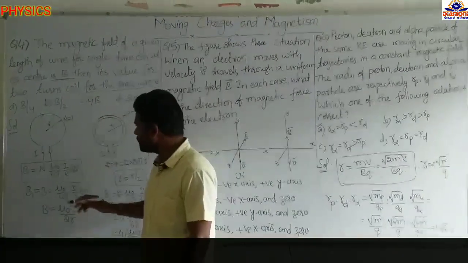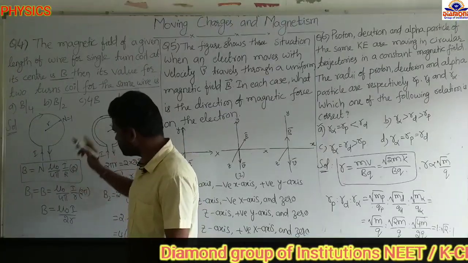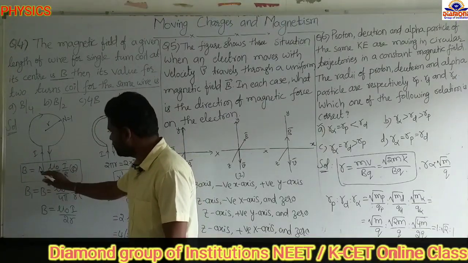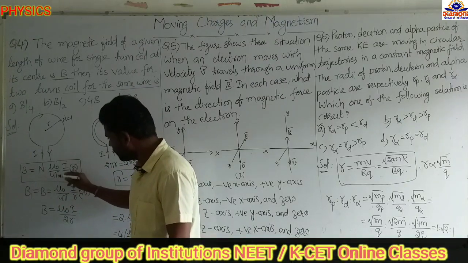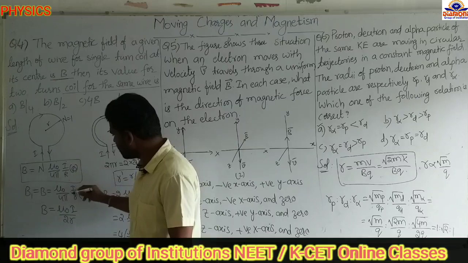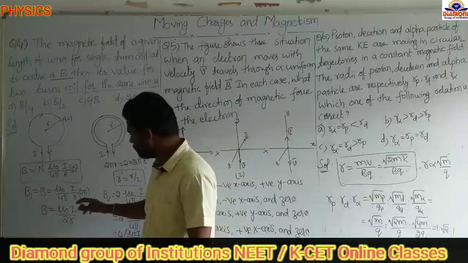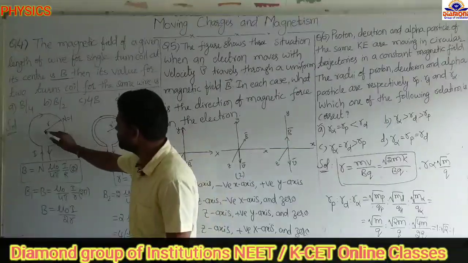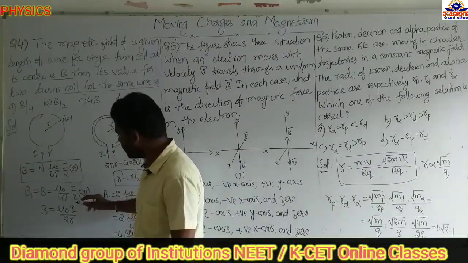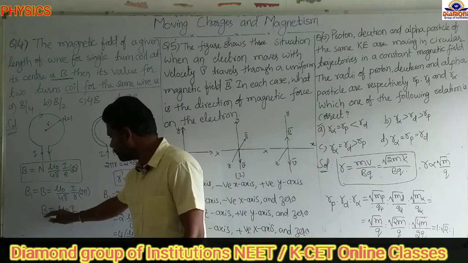Okay, now see here, the first one. How many turns are there? 1 turn. What is the radius of this one? R, small r. So substitute here. n equals 1. So 1 into mu naught by 4 pi into I by the radius r. How much angle is it making? Circular, so 360 degrees, 2 pi. So 2 pi by 4 pi gives 1 by 2, and we will get mu naught I by 2r. So the magnetic field at the center is mu naught I by 2r. That is equal to the B they have given.